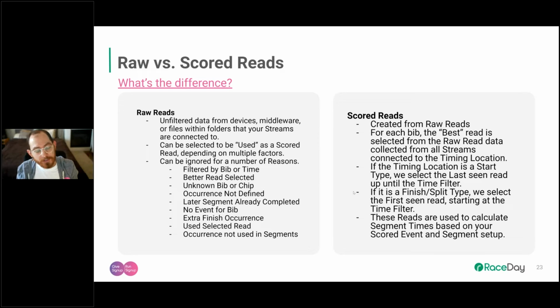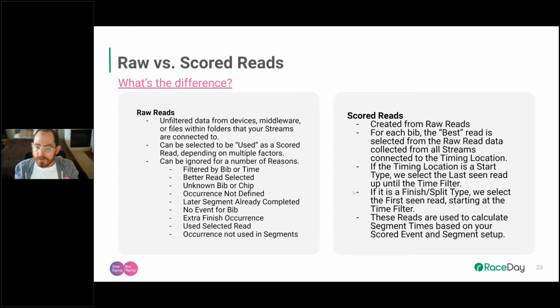Extra finish occurrence means that it just got another occurrence after the finish that it doesn't know what to use it for. Use selected read is specifically if you are using the open-ended timing situation where you basically have starts and finishes throughout the day and you've overridden which pair of reads to use. And occurrence not used in segments is similar to no event for bib.